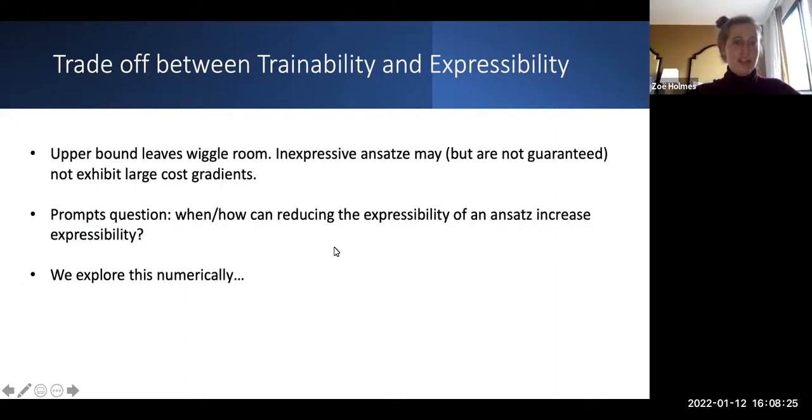Okay, so that's our main result, this upper bound linking expressibility and trainability. But a key thing to notice is that it leaves wiggle room. So inexpressive ansatz may, but are not guaranteed to, exhibit larger cost gradients. So this prompts a question of when and how can reducing the expressibility of an ansatz increase trainability. So we decided to explore this numerically.